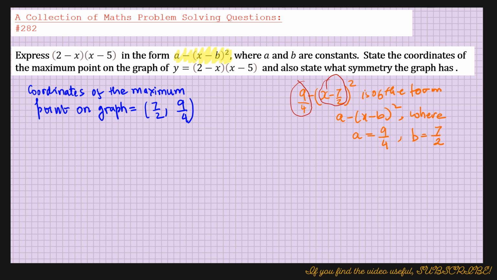Just for information, the graph is inverted because the coefficient of x squared is negative, and therefore we have the maximum point. The line of symmetry would be x equals 7 over 2. So what symmetry the graph has is that the line of symmetry is x equals 7 over 2. I think that completes the question.